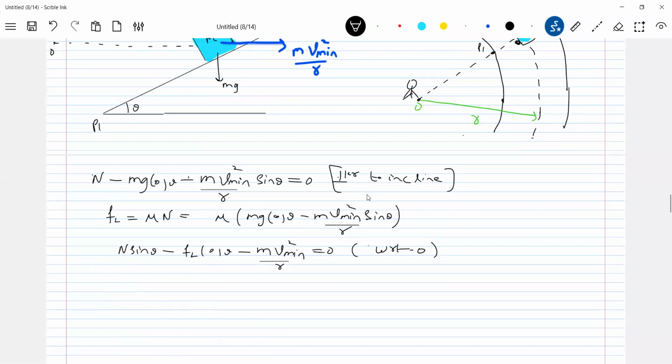Okay, fine. So let's substitute all the values here. What is N equal to? Shouldn't it be plus, sir? Mg cos theta plus mv square minimum sin theta by r. These things are negative. Yeah, fine, thank you. So N is equal to mg cos theta, and this is sin theta.